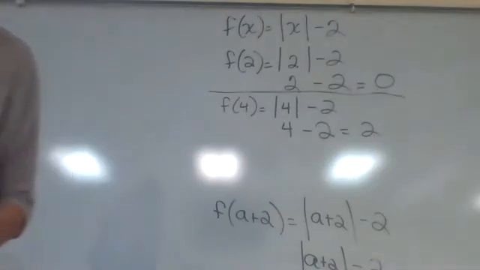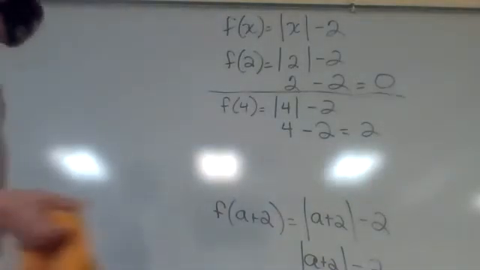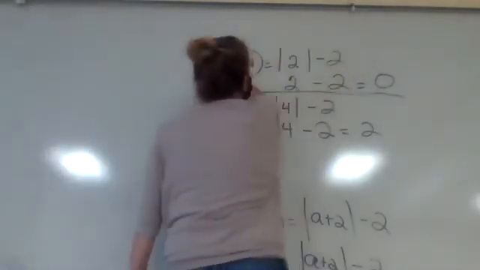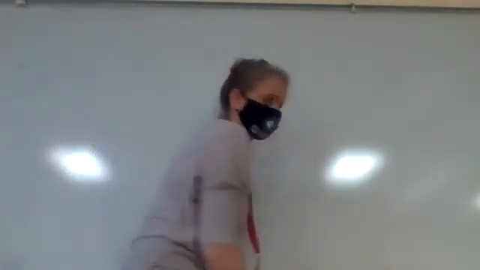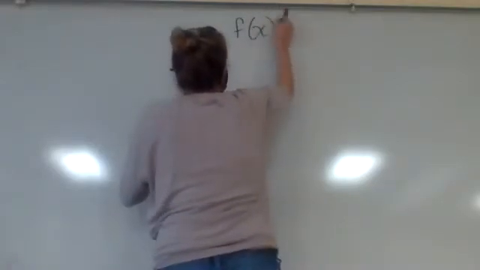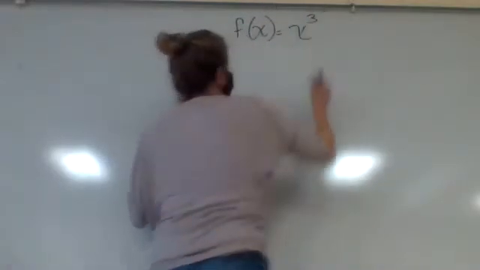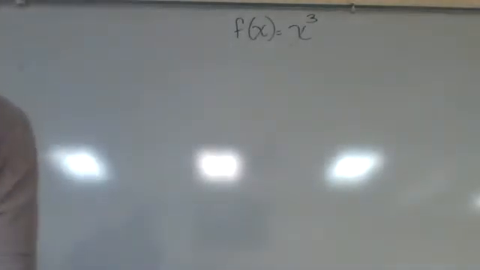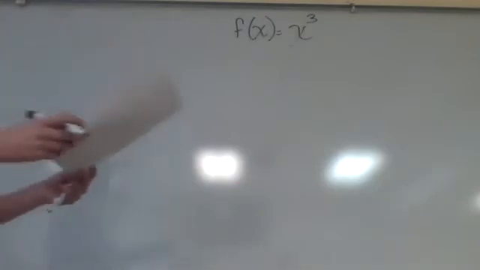All right, last one like this. The last thing, and I'm going to actually show you a shortcut on this too. The last function on number 8 is f of x equals x to the 3rd power. And it wants me to find 6 different things.